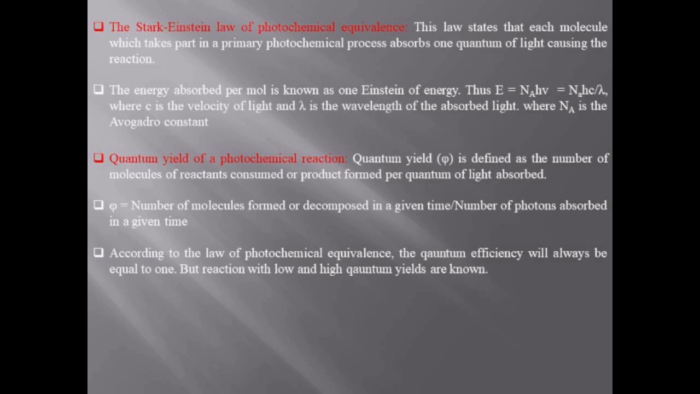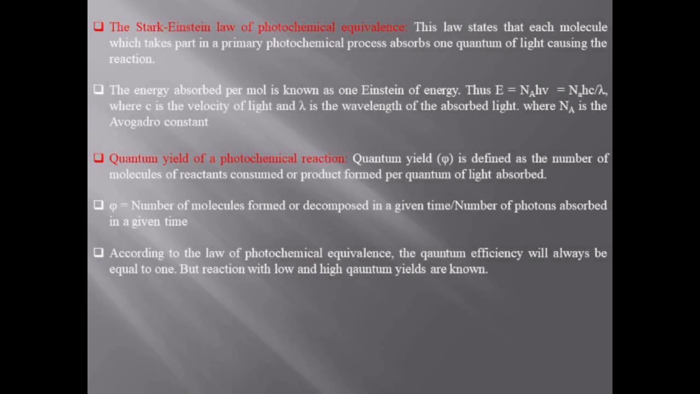Quantum yield of a photochemical reaction. Quantum yield is defined as the number of molecules of reactant consumed or decomposed, or product formed, per quantum of light absorbed. This can again be defined as the number of molecules formed or decomposed in a given time divided by the number of photons absorbed in a given time. According to the law of photochemical equivalence, the quantum yield will always be equal to 1. But there are reactions with low and high quantum yield.